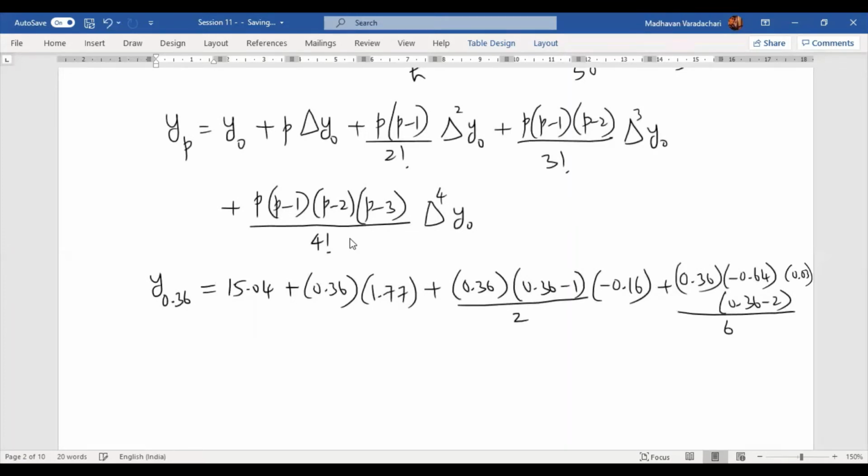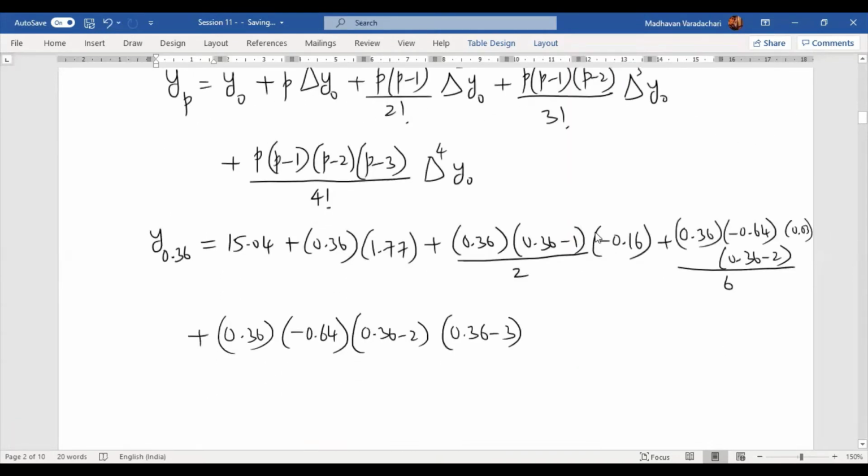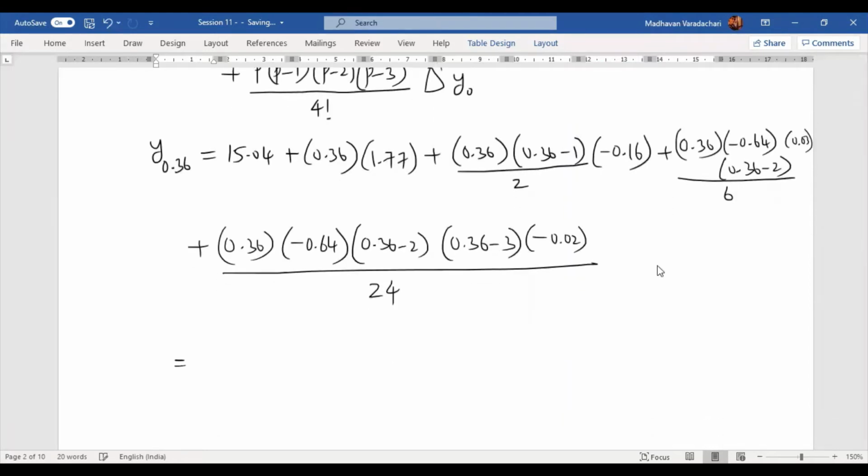Plus p. P is 0.36. P minus 1 is negative 0.64. P minus 2 is 0.36 minus 2. 0.36 minus 3. Delta power 4 y naught. What is delta power 4? Negative 0.02. Whole thing divided by 4 factorial. 4 factorial is 24. Now, this we need to evaluate. First, we'll write as it is 15.04 plus. What is 0.36 into 1.77?